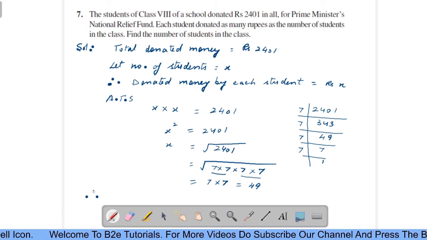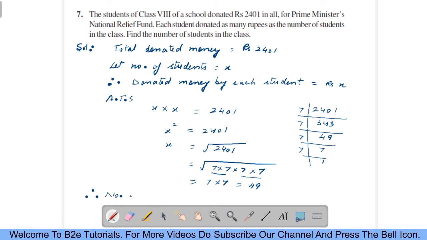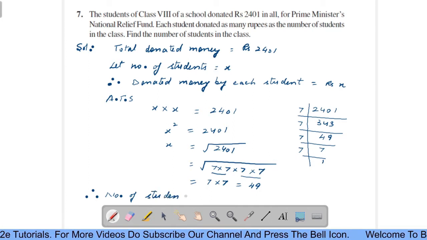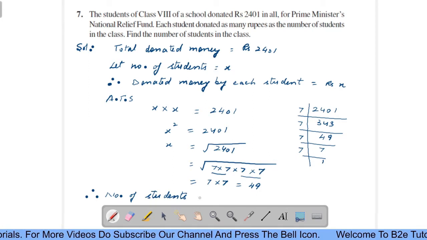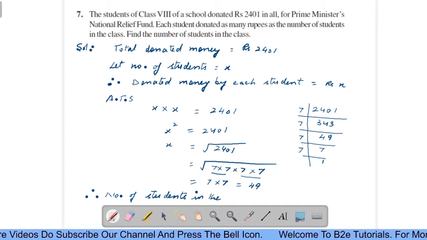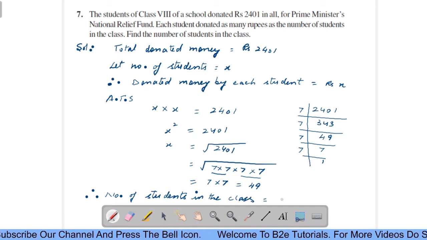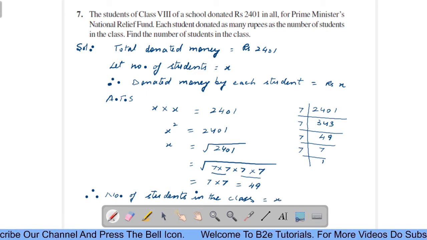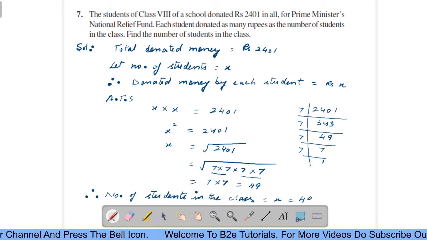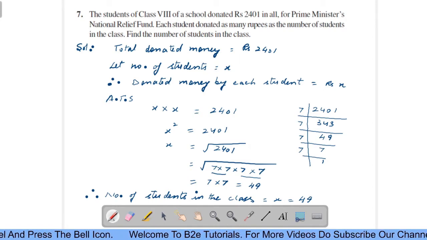Therefore, the number of students in the class is x, and the value of x is 49. This is your answer. Now come to the next question.